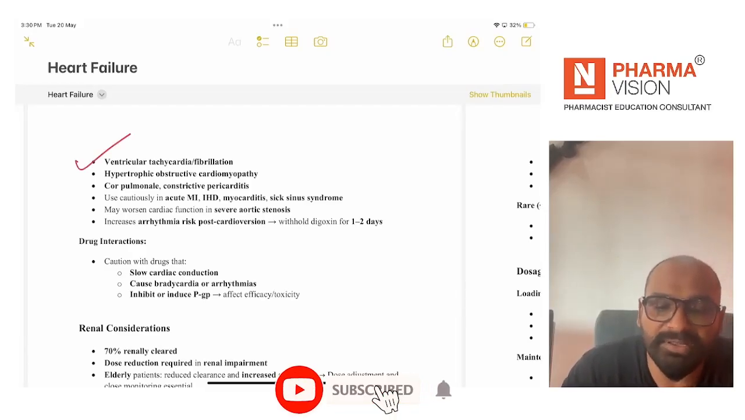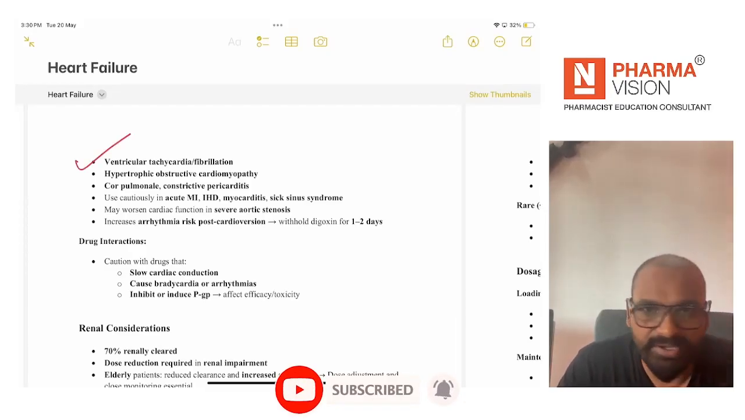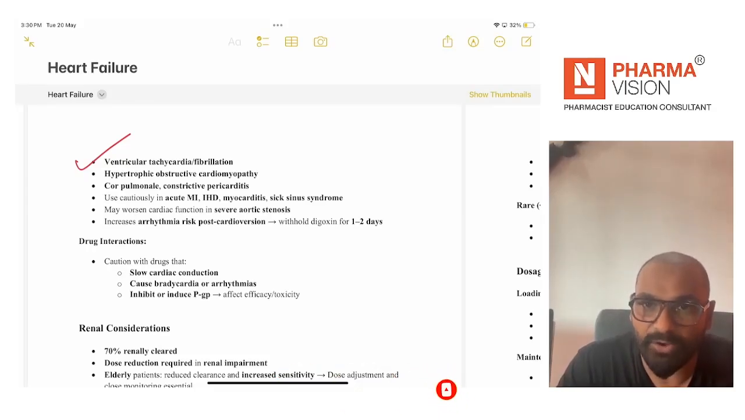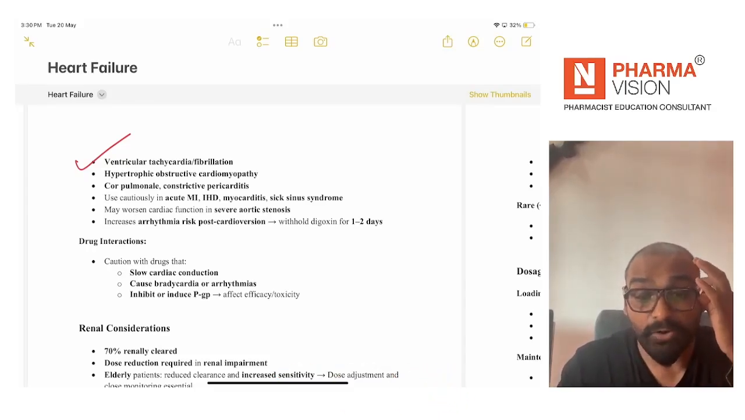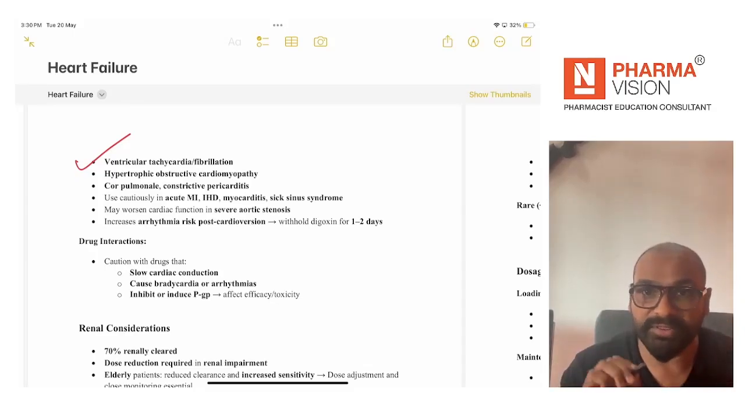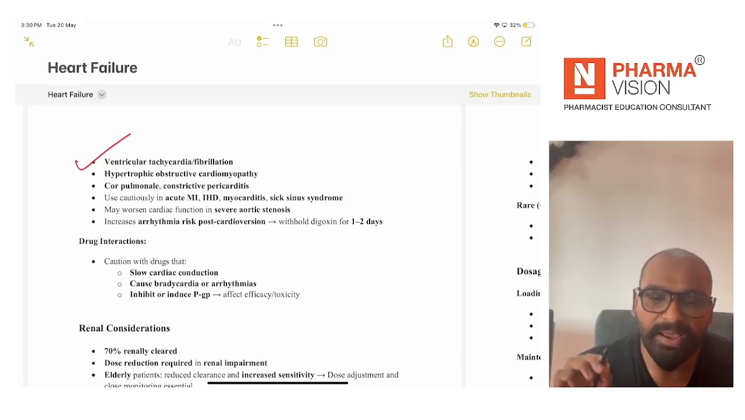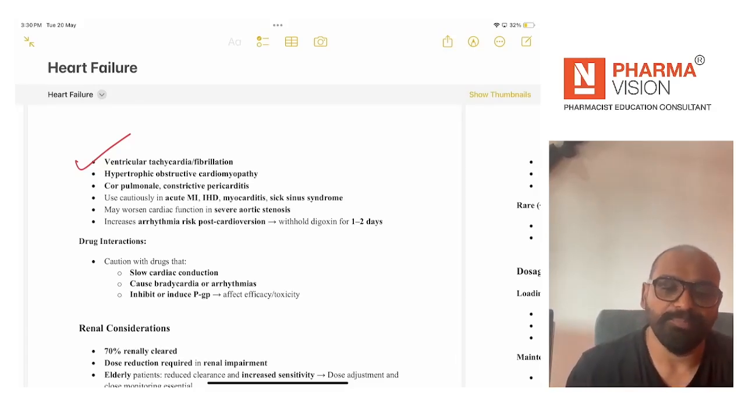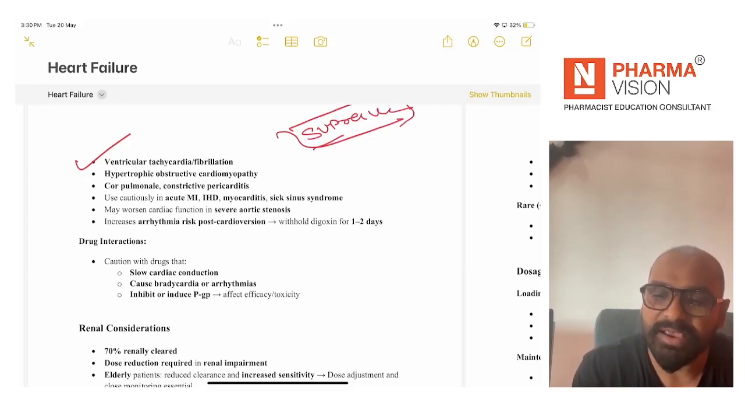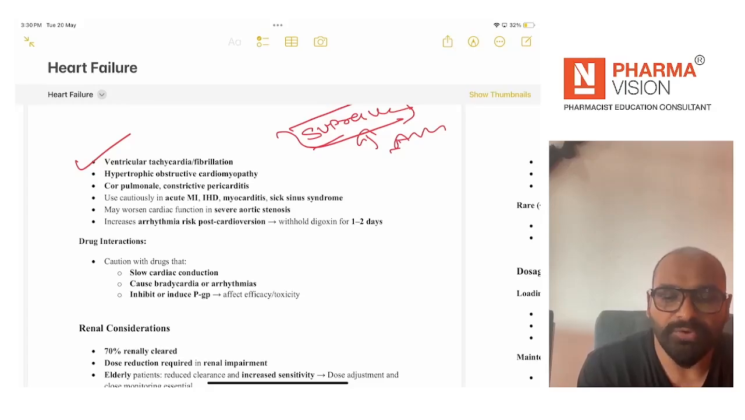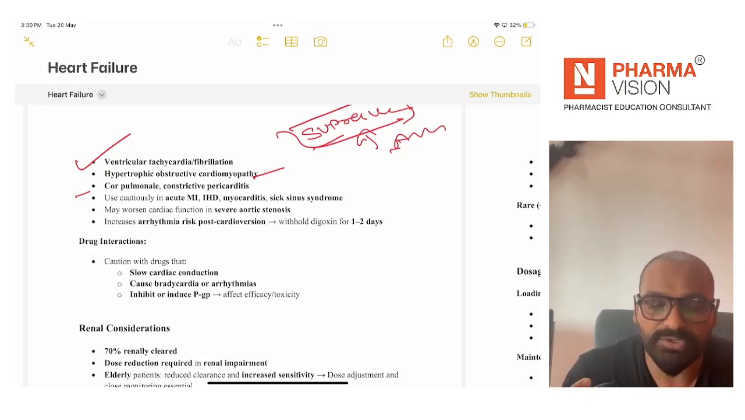Definitely you have to remember ventricular, because digoxin is not recommended in ventricular tachycardia or ventricular arrhythmia. This is the common side effect associated with digoxin. That's why digoxin is only used for atrial arrhythmia, not ventricular arrhythmia. The word supraventricular you have to remember, supraventricular means atrial arrhythmia. Hypertrophic obstructive cardiomyopathy, cor pulmonale, in these situations digoxin should not be used.